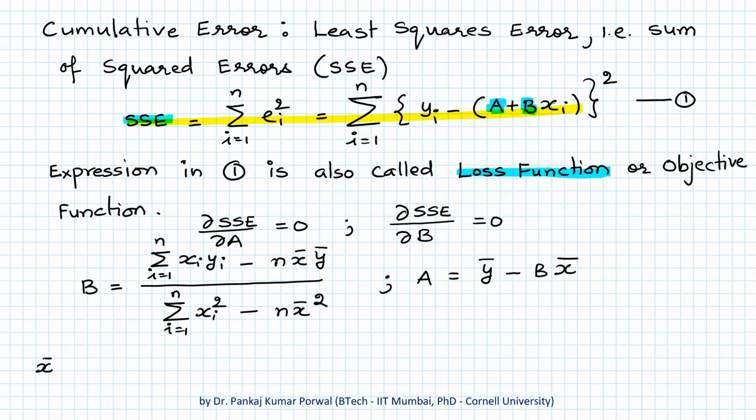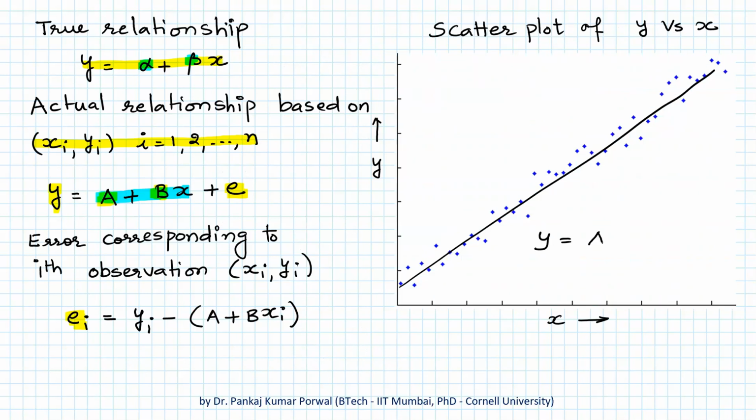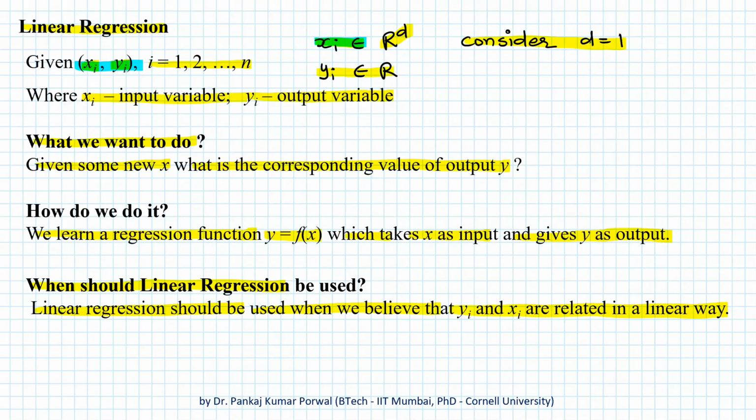And here x bar equals 1 upon n sigma i from 1 to n xi, and y bar equals 1 upon n sigma yi, i from 1 to n. Here note that the parameters b and a are obtained from our given data set. So this process of finding a and b in terms of the given data is called learning the parameters from the data. And the data set used for learning the parameters a and b is called the training data set. And the line y equals a plus bx is called the estimated regression line for the given data. And we can use this regression line to predict the value of y for some new x.